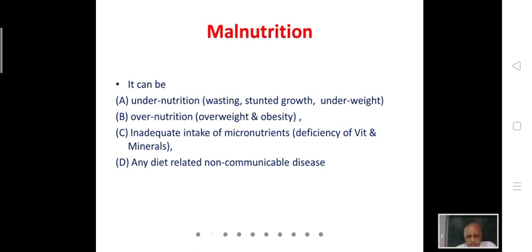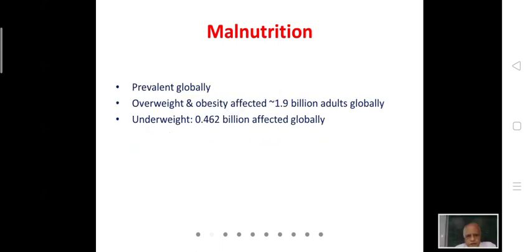The hypertension and the diabetes, cancer, they're all related to the dietary intake or malnutrition. Malnutrition is prevalent globally. It's everywhere in the world, not only in India, but everywhere in the world. And overweight and obesity, overeating affects globally about 2 billion people.